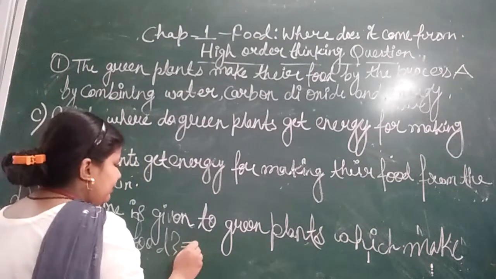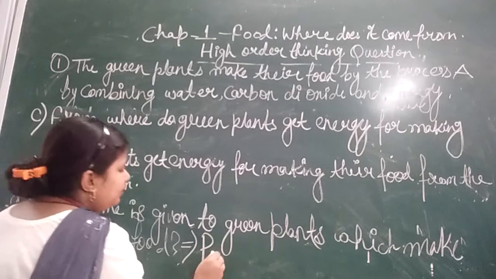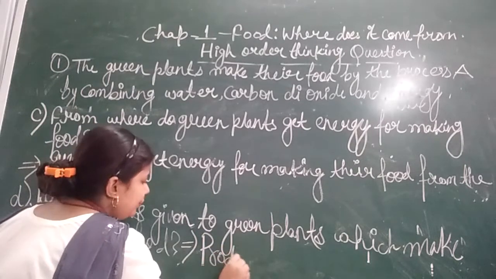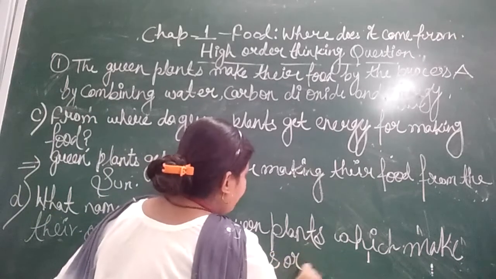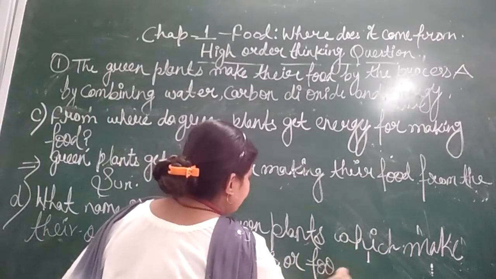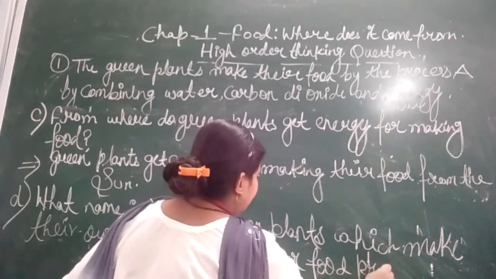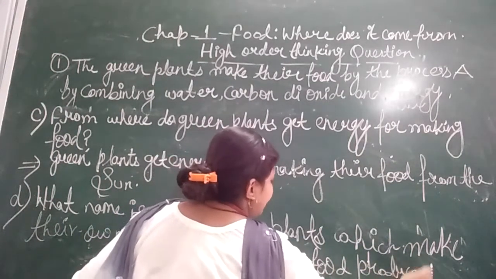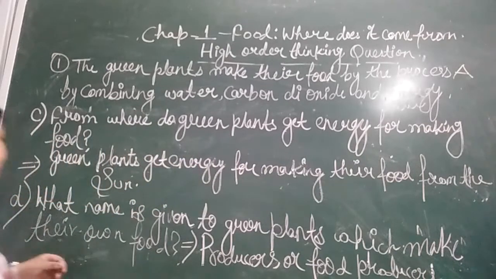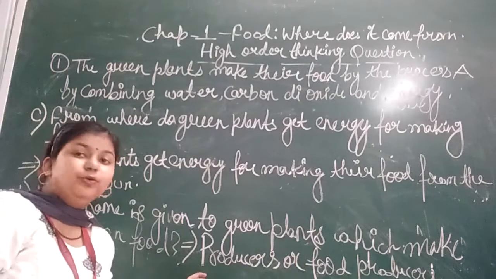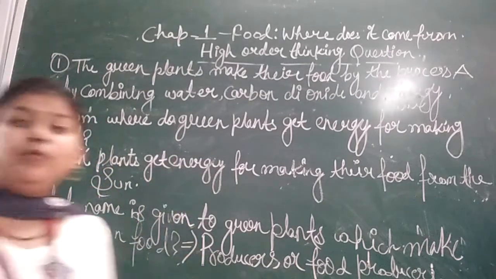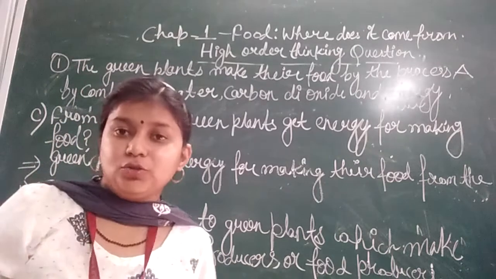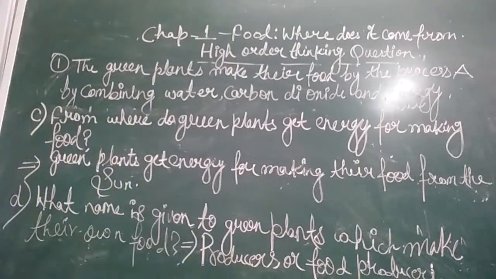So I'm going to write the answer here. They are known as producers or food producers. So what name is given to green plant which make their own food? They are known as producers or the food producer. Okay class, now note it down, then we will move toward the next question. Come on, note it down.